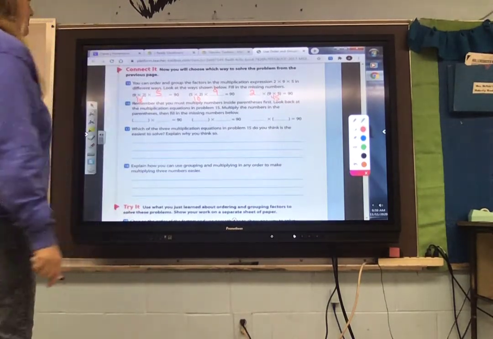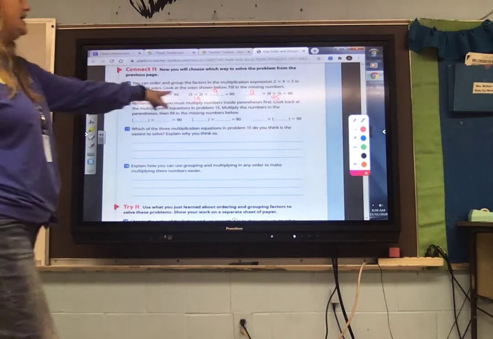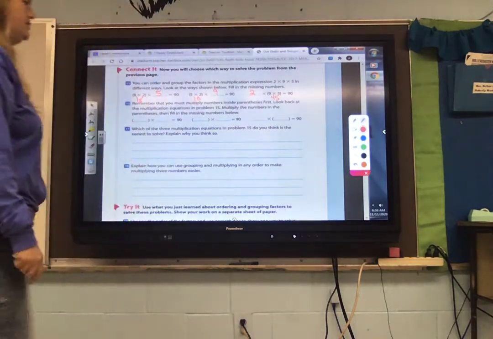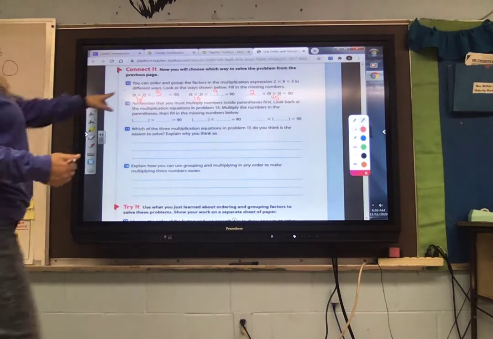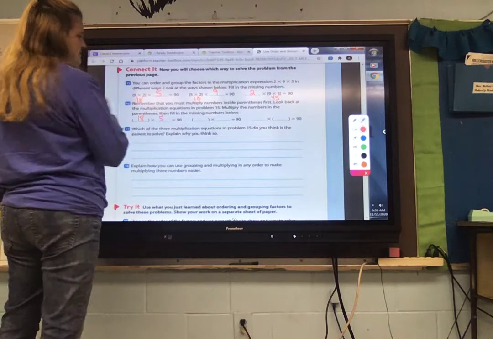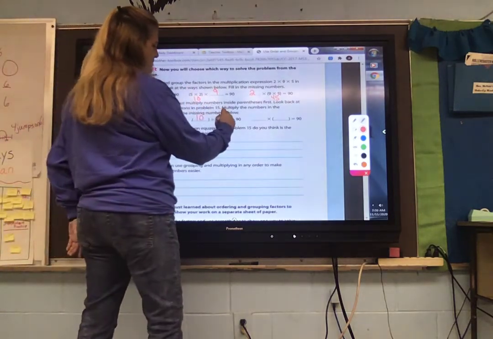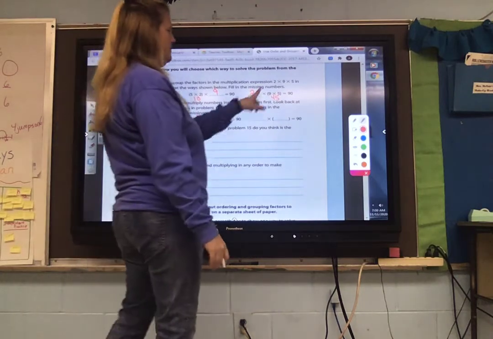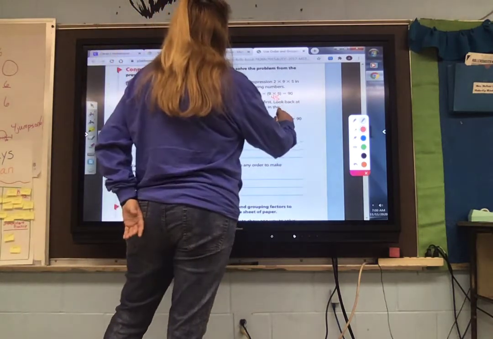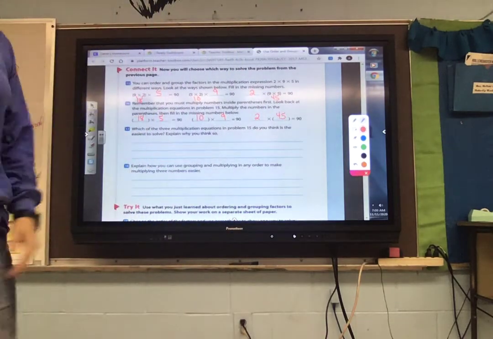Look at 16. Remember that you must multiply numbers inside parentheses first. So I've already kind of done this for you up here, so we're just going to pull that down. If we do 9 and 2 first, we know that's 18, and then times 5. If we do 5 and 2 first, we know that's 10 times 9, which is 90. If we do 9 and 5 first, we get 45 times 2, which is also 90. All 3 of them give us 90.